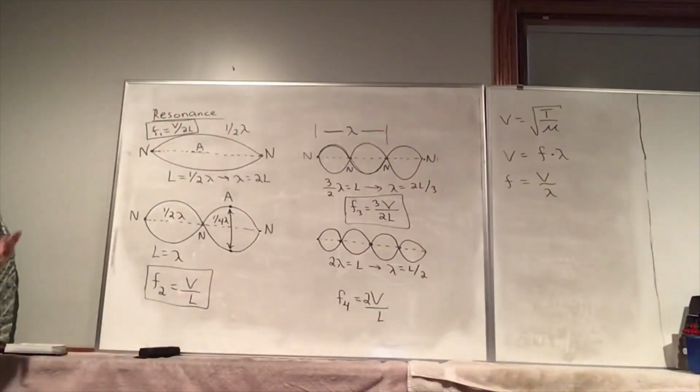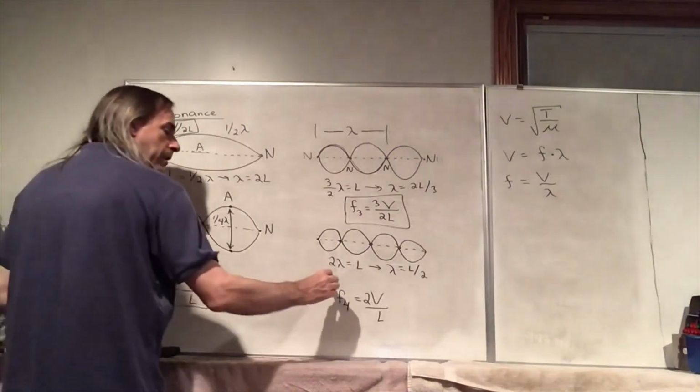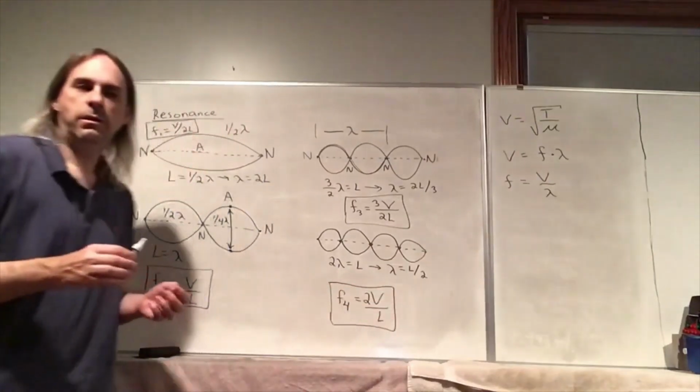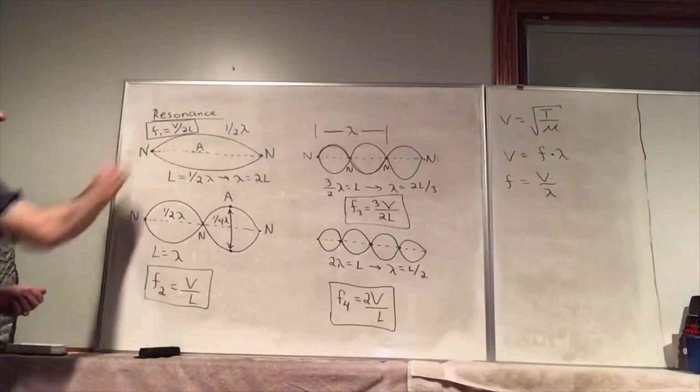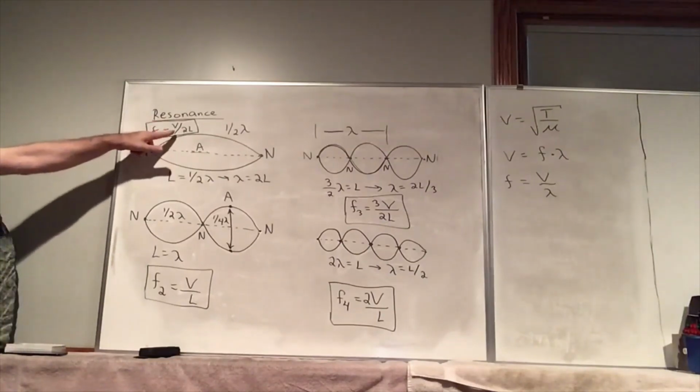Okay. And what we'd like to do here is find a pattern in these frequencies. Like, if we know one, say we find this frequency, can we find the others just based on that? And yeah, it's actually kind of easy to see. Here we have V over 2L.